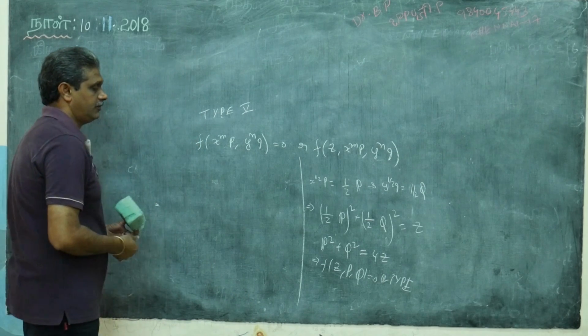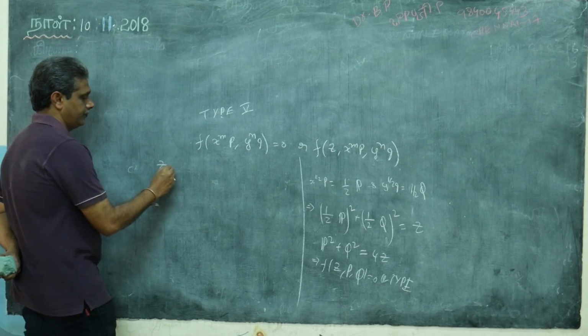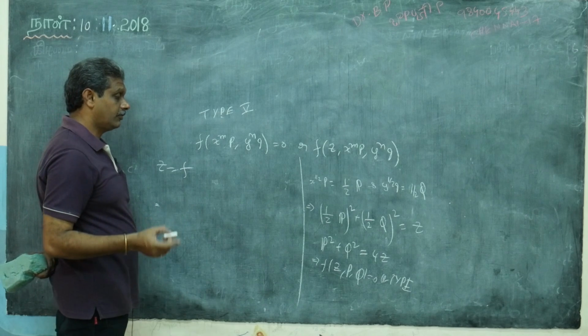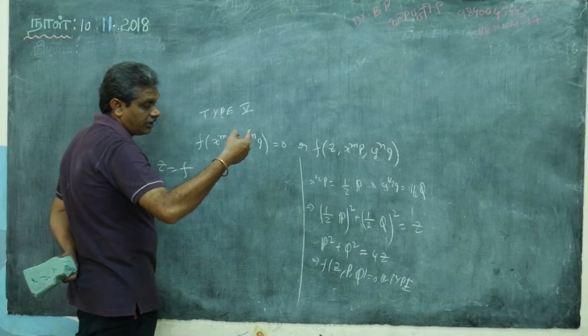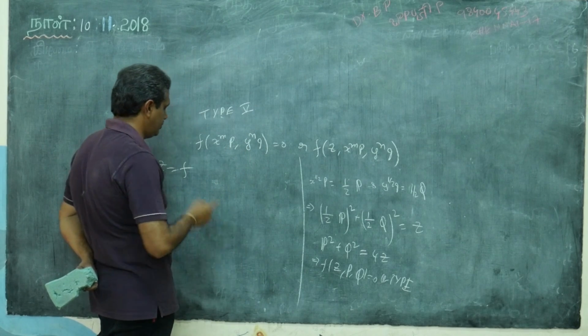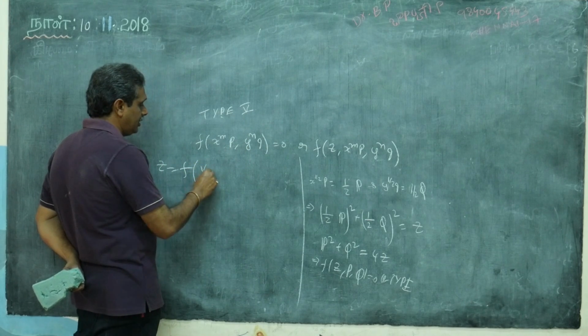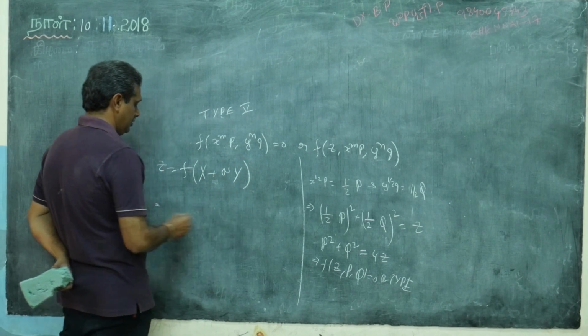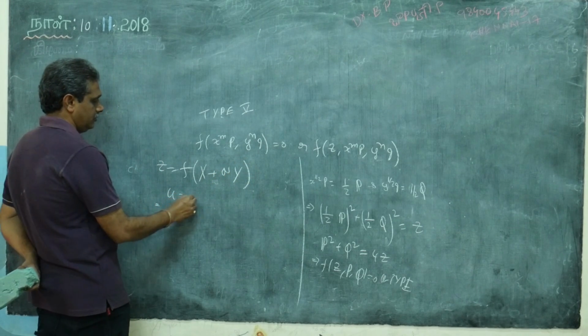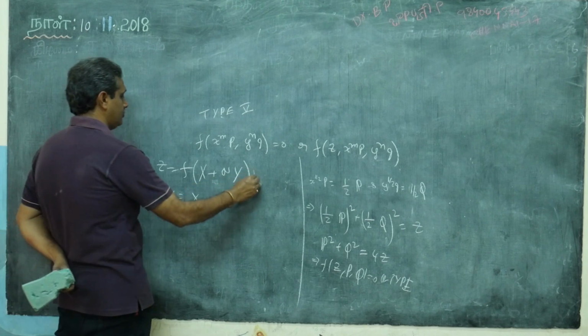Now assume the solution: z is equal to f of, don't write small x small y. This is small x small y, I am changing to capital X capital Y. So z is equal to f of capital X plus a into capital Y. U is equal to what, it will be a solution.